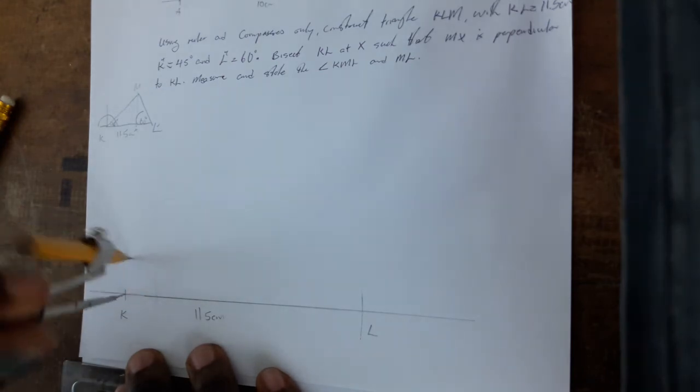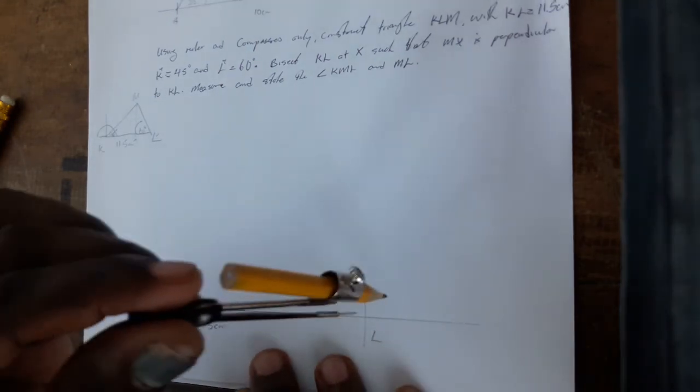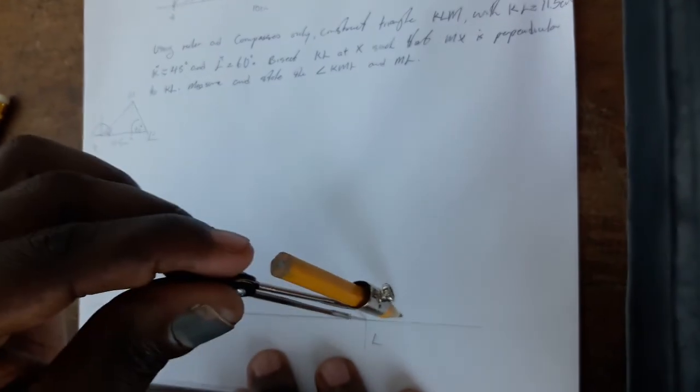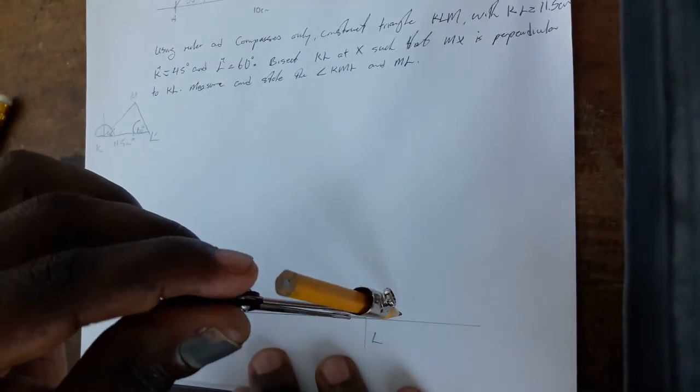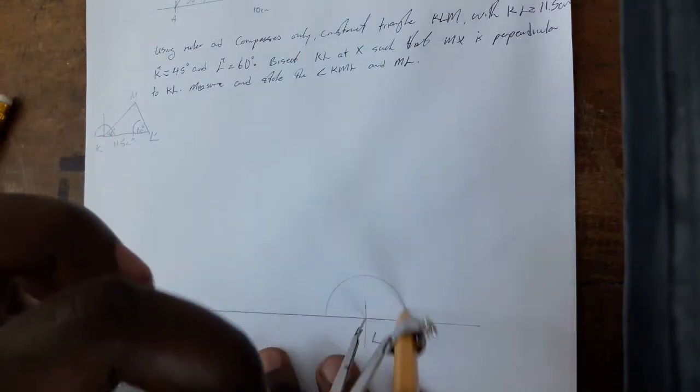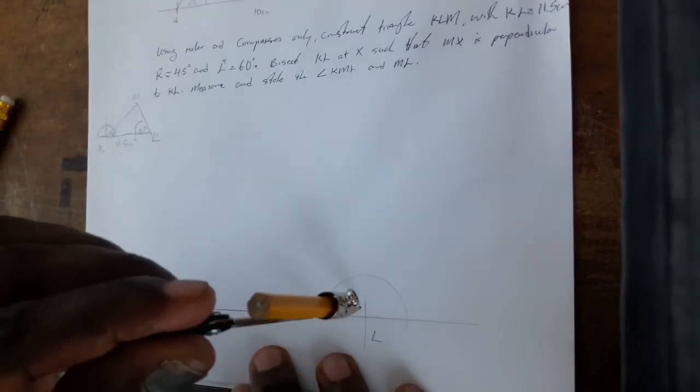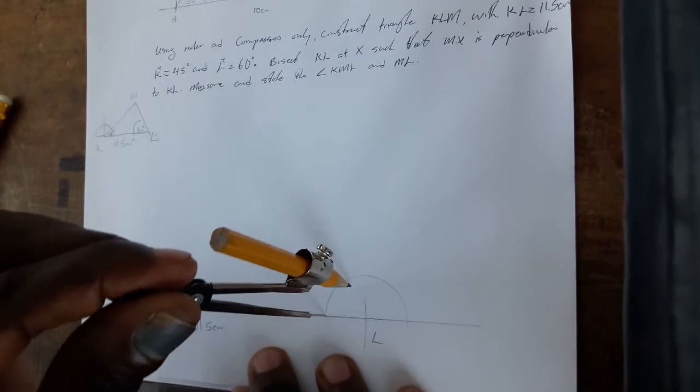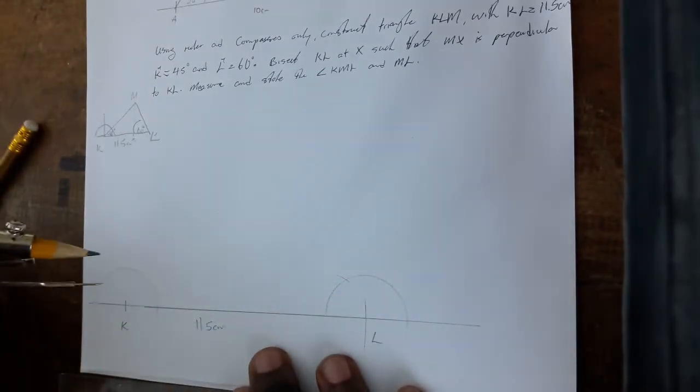I didn't measure it. So we have to get one there, and we have to construct 60 here, so we have to get a semicircle here too. Well, 60 is easy to construct. I can do that quickly on this side. That's my 60 degree there.